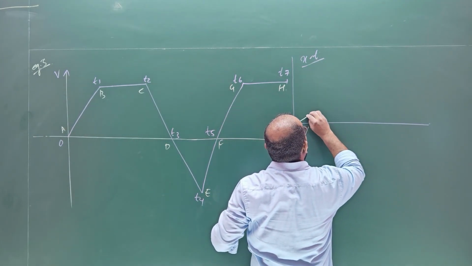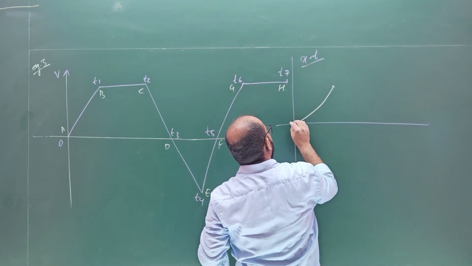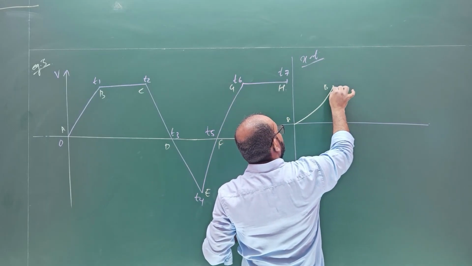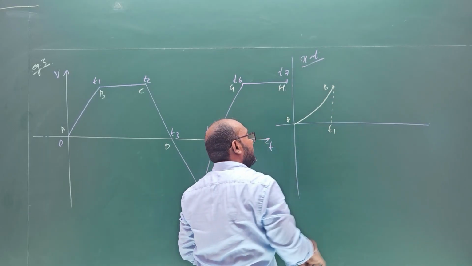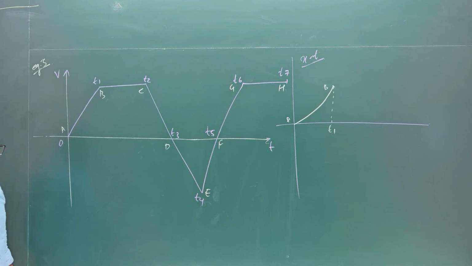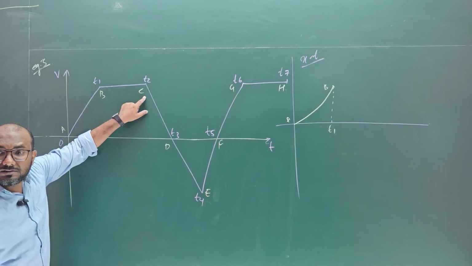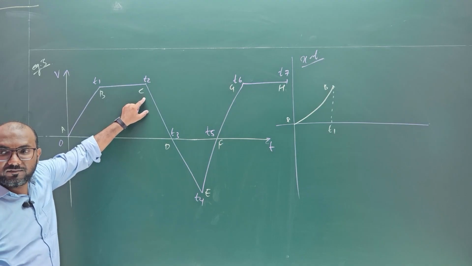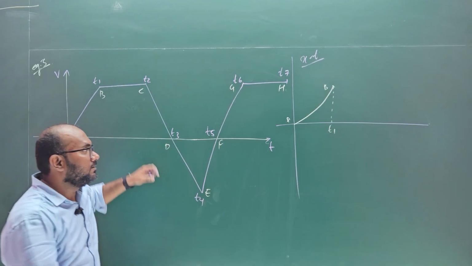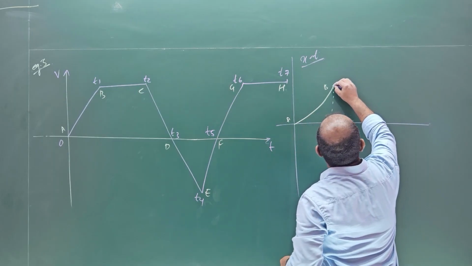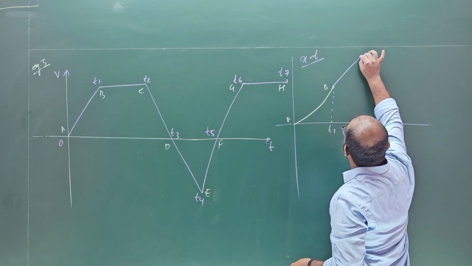Now, so from here to here, A to B. So this is your point A, this is your B. This happened between 0 and T1. Then next, B to C, constant velocity. Constant velocity means straight line. Yes or no? So here, B to C, again, constant velocity.